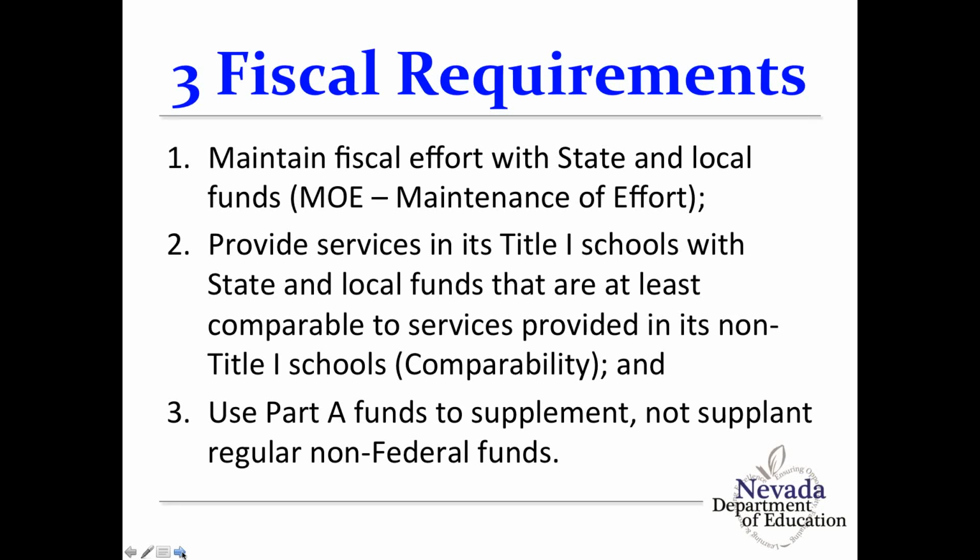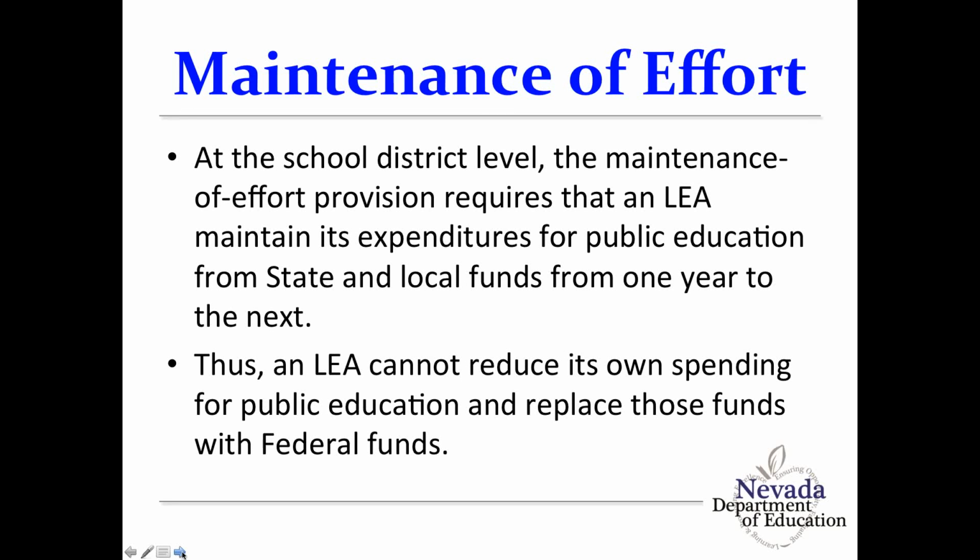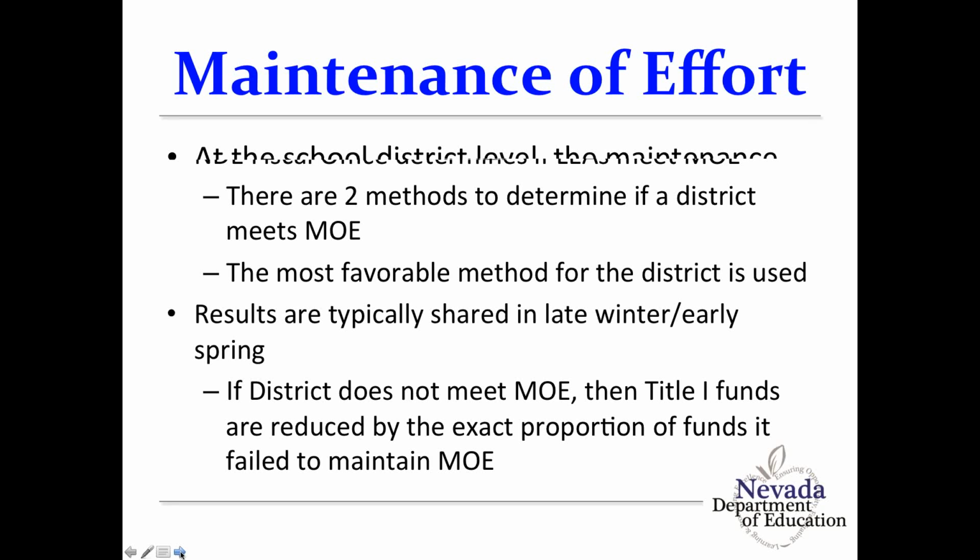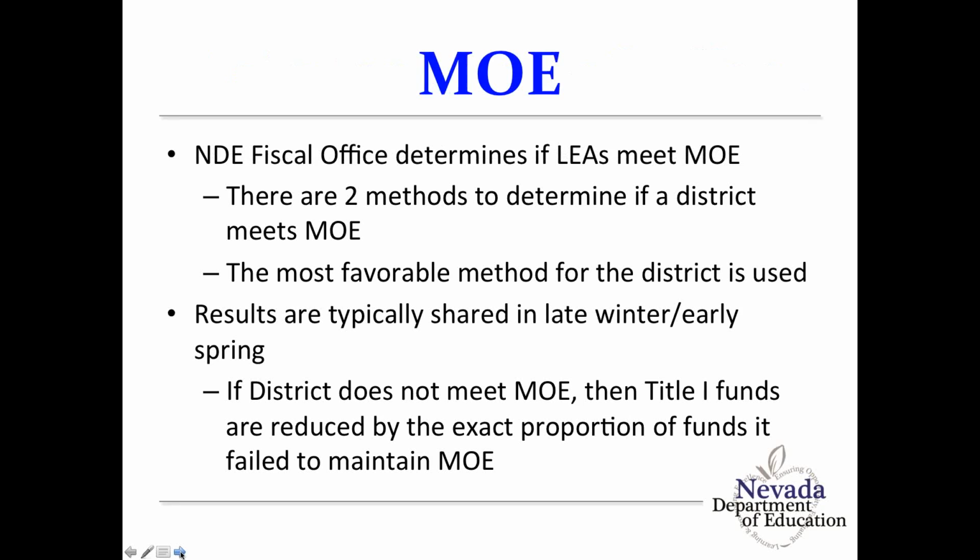The fiscal requirements. To ensure that funds made available under Title I Part A of the ESEA are used to provide services that are in addition to the regular services normally provided by an LEA for participating children, there are 3 fiscal requirements related to the state and local funds. The first one is maintenance of effort. The second one is your comparability. And the final one is supplement, not supplant. So I'll go into detail on the next slide.